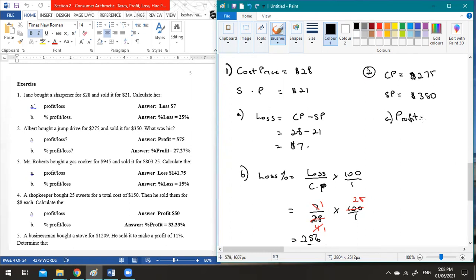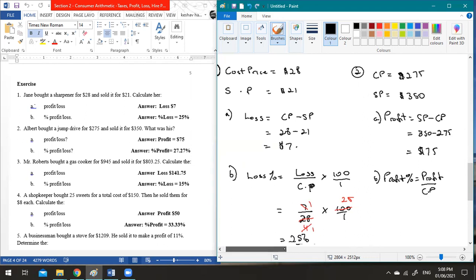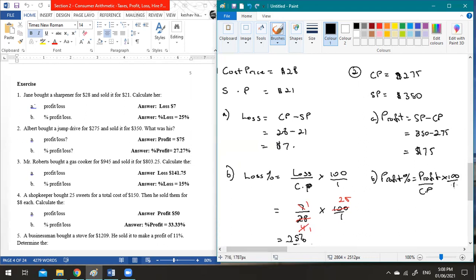So the profit is the selling price minus the cost price. So 350 minus 275. This is $75. And the profit percentage will be the profit over the cost price multiplied by 100 over 1. So the profit is $75, the cost price is $275, over 100 over 1.